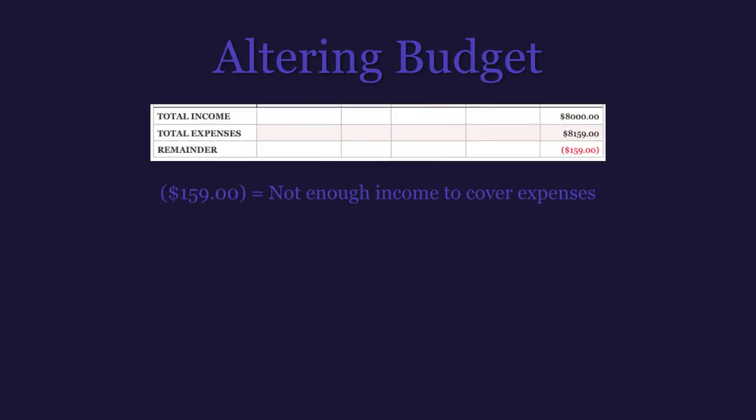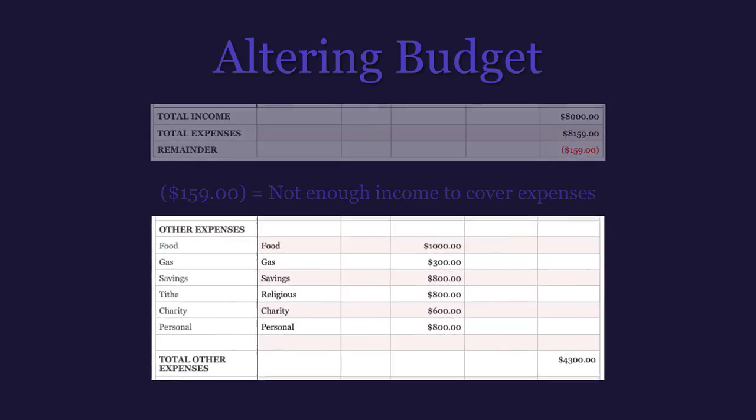So first of all, let's take a look at that broken budget that we were looking at before, the $159 in the hole. There's not enough income to cover your expenses. So what we need to do is go to our other expenses section of our budget sheet, and look to see where we could make some changes. We need to come up with at least $159 somewhere in here. So this is where you need to determine, based on your household, your needs, that sort of thing, where there is room in here that we could make some adjustments.